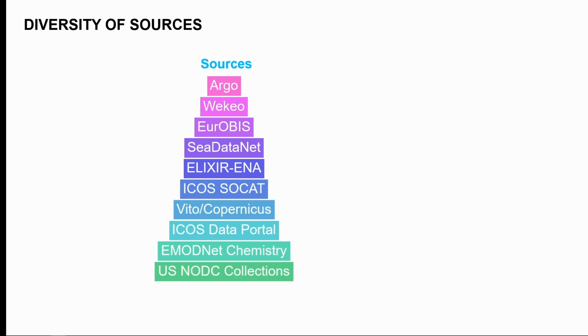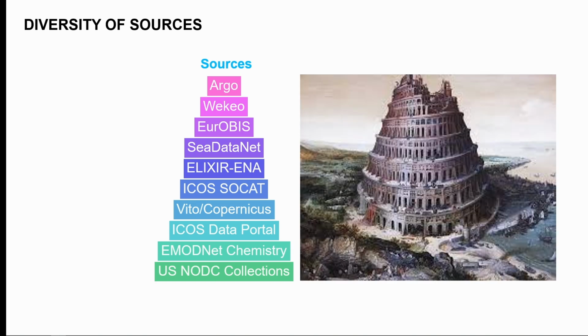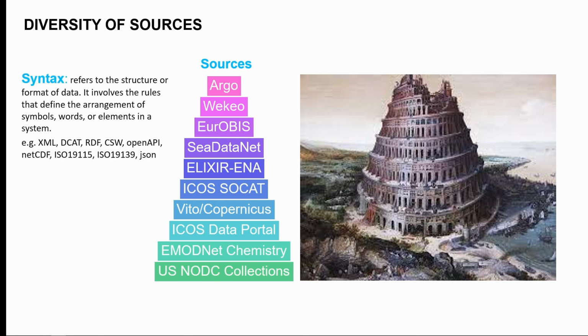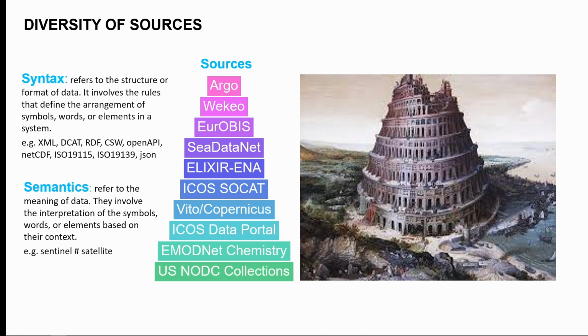So we really very quickly realized that we have diversity in our sources, and the diversity is in the language that is spoken by the sources, the technical language, and that looked like the Babel Tower. And the diversity is both in syntax and semantics, because the language consists of both of them, syntax and semantics.